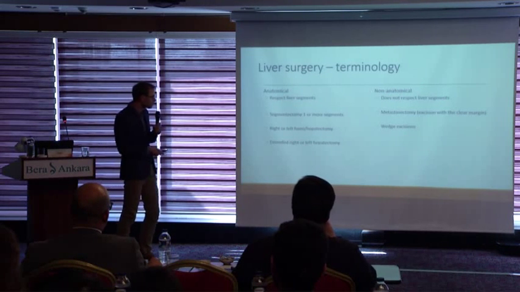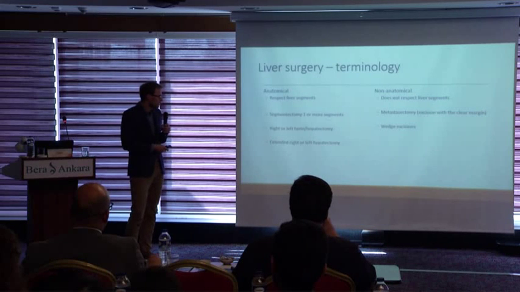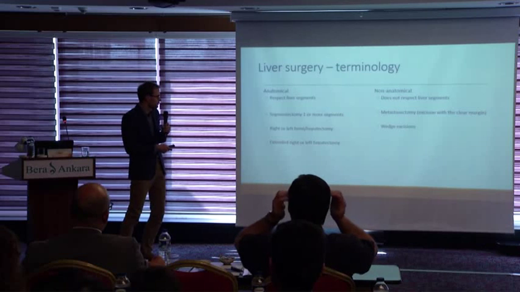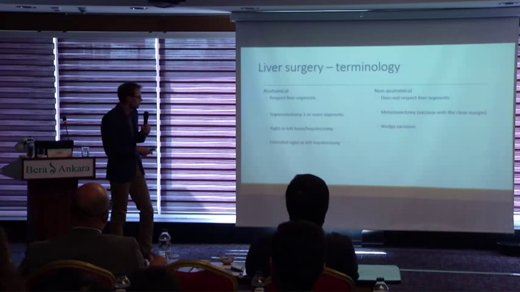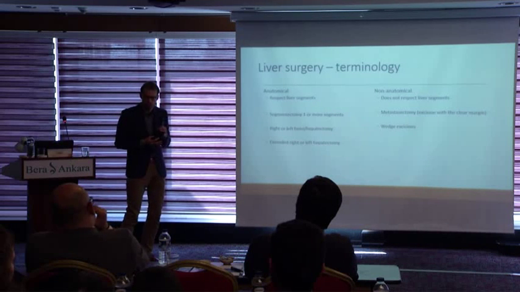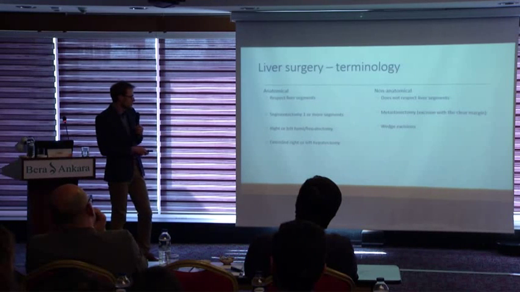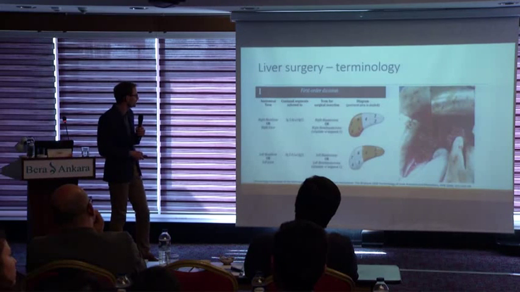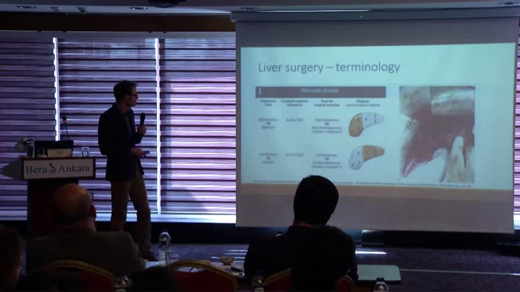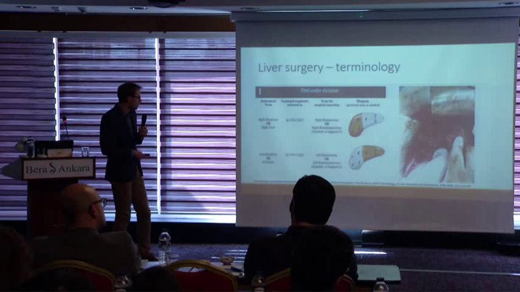The second type is non-anatomical liver resection. They don't respect the liver segments, and usually there are smaller resections. It's usually only a metastasectomy or some wedge excision. So here we can see some pictures with the liver segments that are resected.